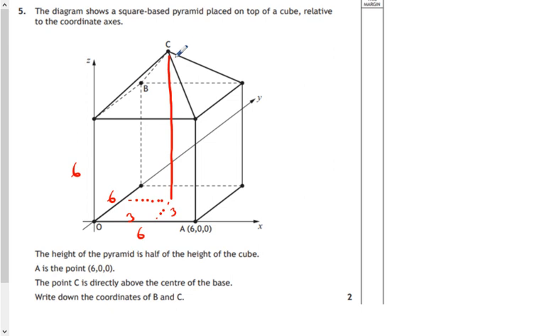We'll have the 6 up and the 3 of the height of the pyramid. But first we'll do B. So B, 0 on the x, 6 on the y, 6 on the z. So B is 0, 6, 6.